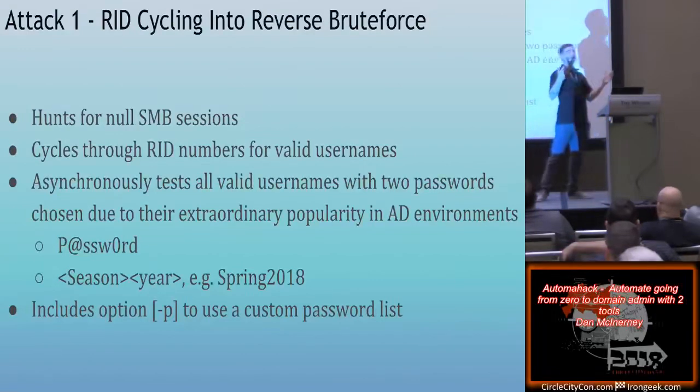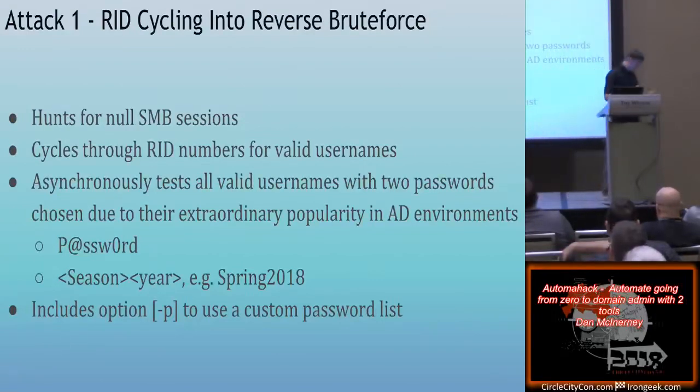So I have it asynchronously testing all the paths, the usernames that you can get out of a null SMB session. We find the null SMB session through nmap, and then we pass it these two passwords. I chose these two passwords specifically because they are the most common passwords I see in Active Directory environments over my past 3 years. I see them all the time. If you have a list of 50 to maybe 75 usernames, one of these passwords will pop one of those usernames. We've got password with an at and a zero, and we've got spring 2018 or summer 2018.